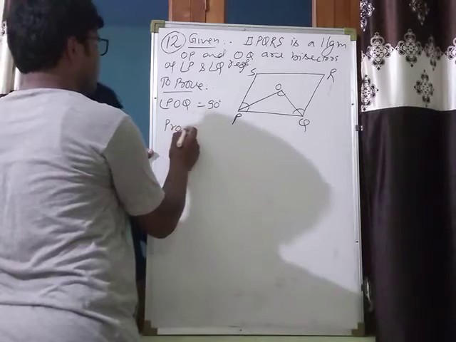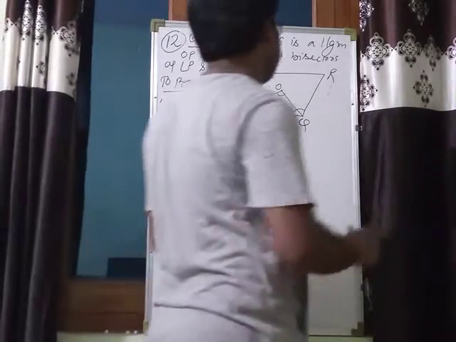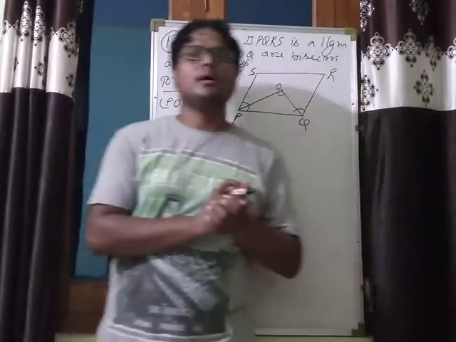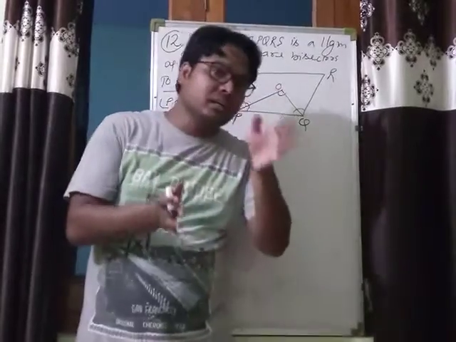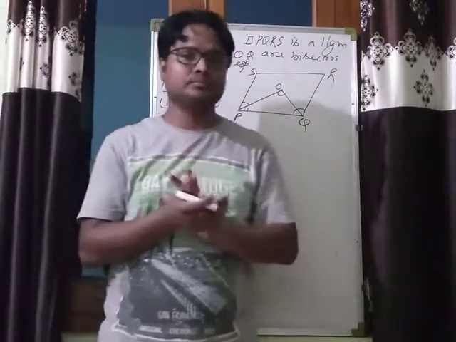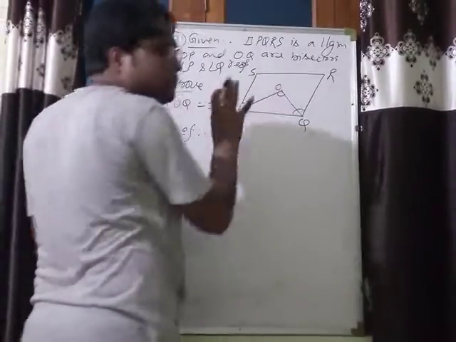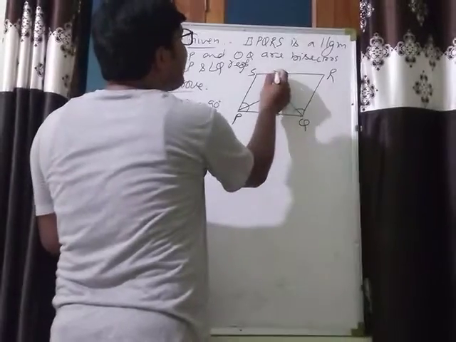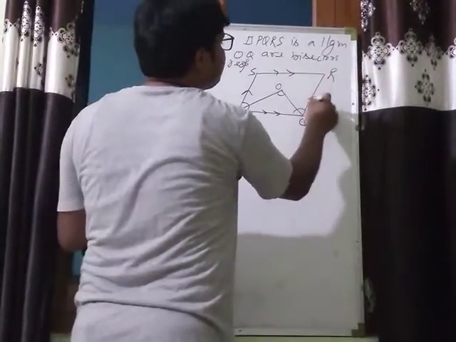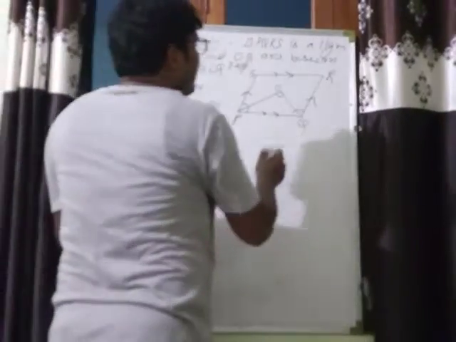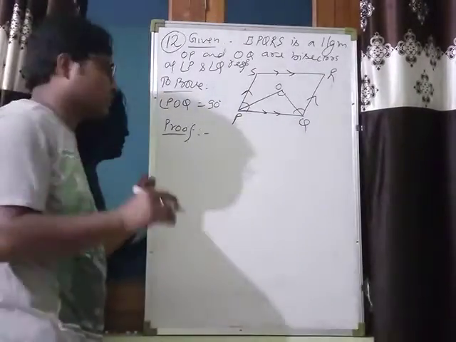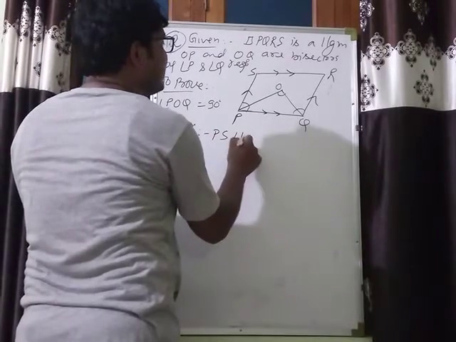See its proof. This is a very easy question. See, this is a parallelogram. What is parallelogram? Parallelogram is a quadrilateral in which both pairs of opposite sides are parallel. Means this PQRS is a parallelogram. So PQ will be parallel to RS and PS is parallel to QR. Okay. Now PS parallel to QR and PQ works as a transversal.